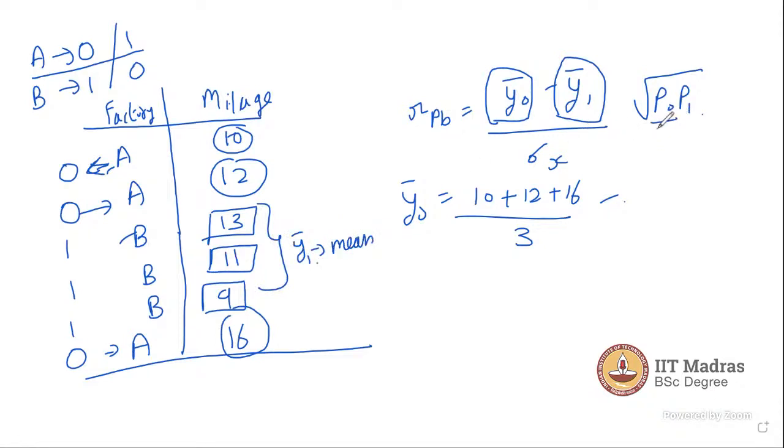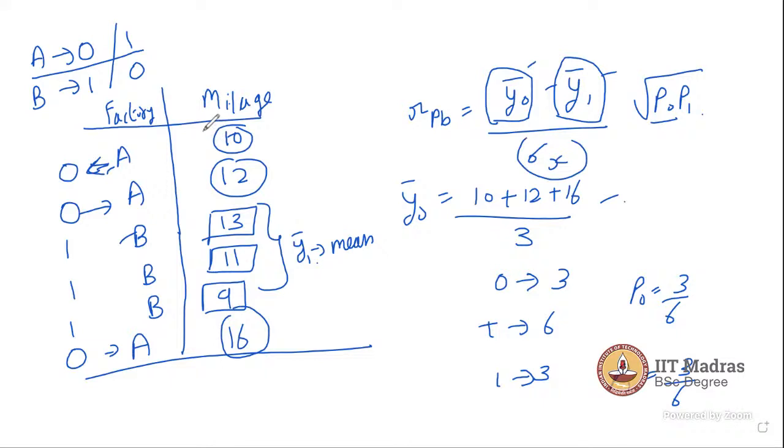P naught is a proportion. You can see the number of zeros is 3 and the total is 6, so P naught will be 3 by 6. The ones are also 3 in number, so P1 is also 3 by 6. This term is clear. And sigma x is the standard deviation of this mileage column.